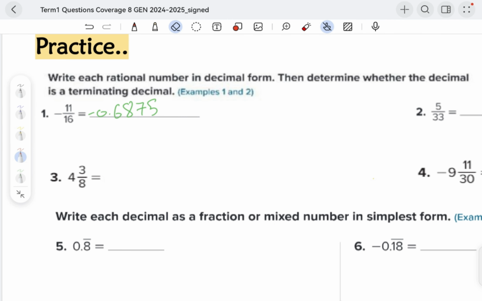After converting to decimal, we have to determine if it's terminating or repeating. Since here we have a finite number of digits, it's terminating.